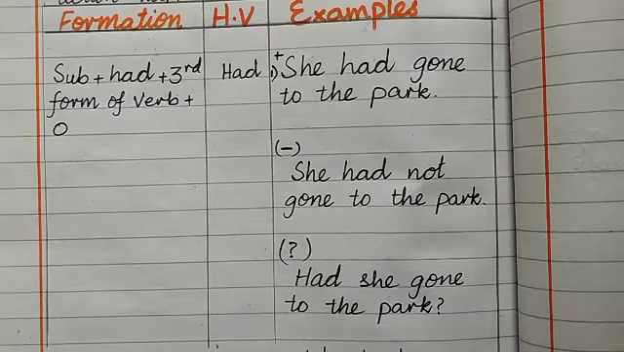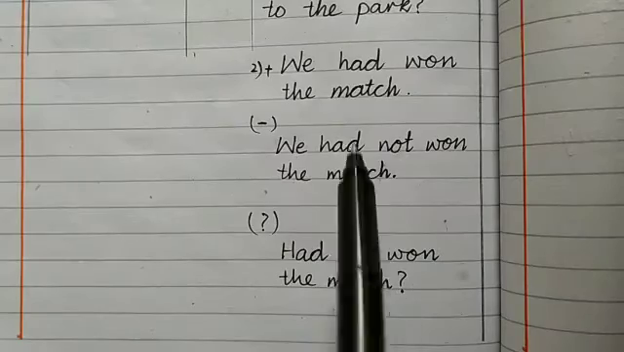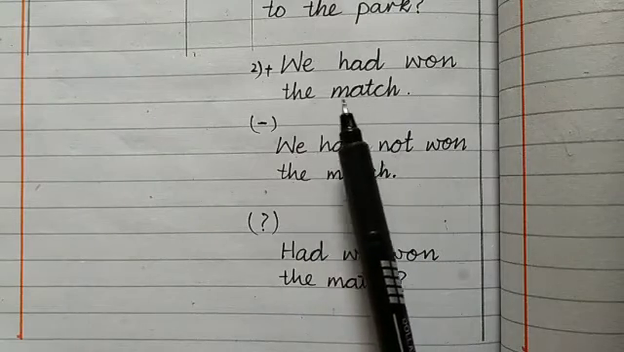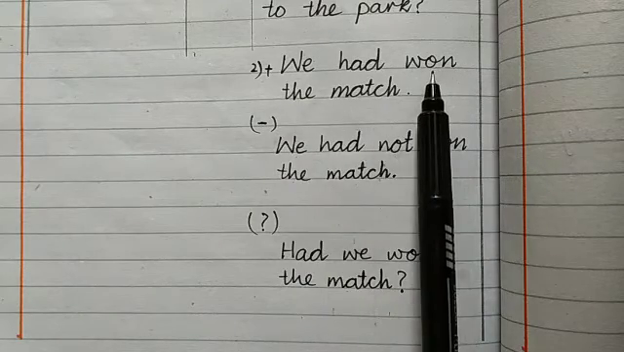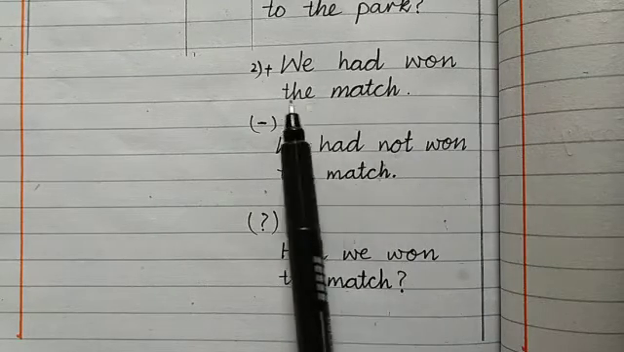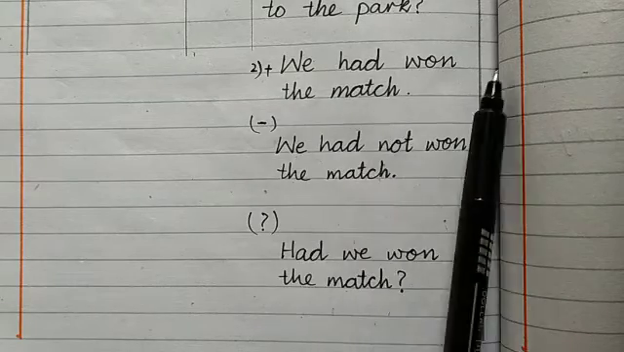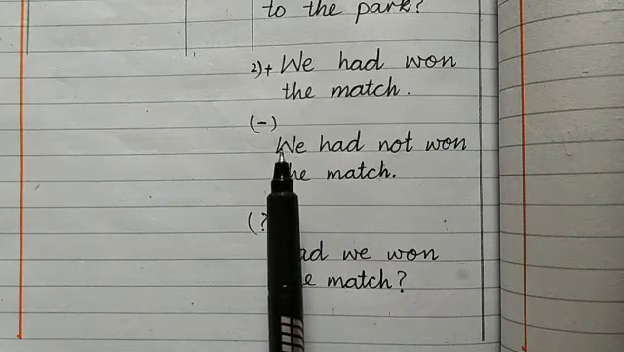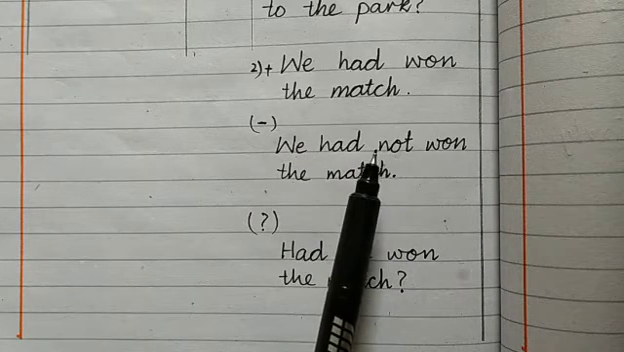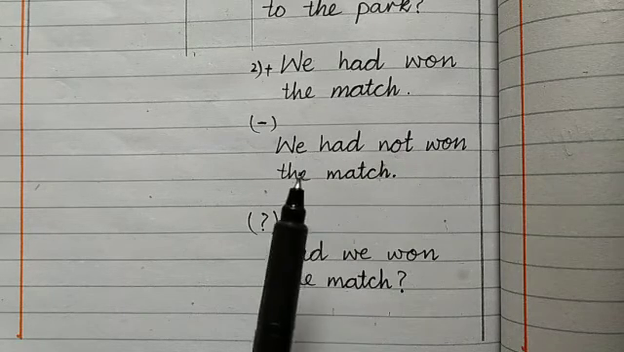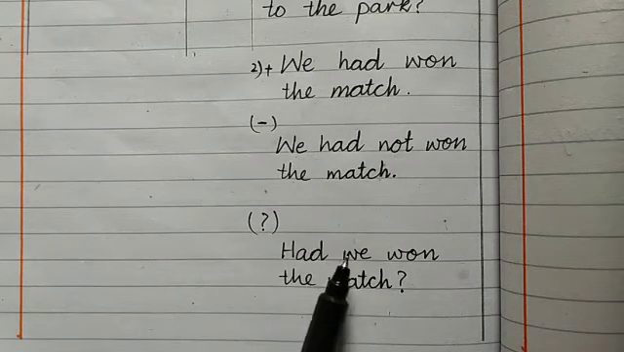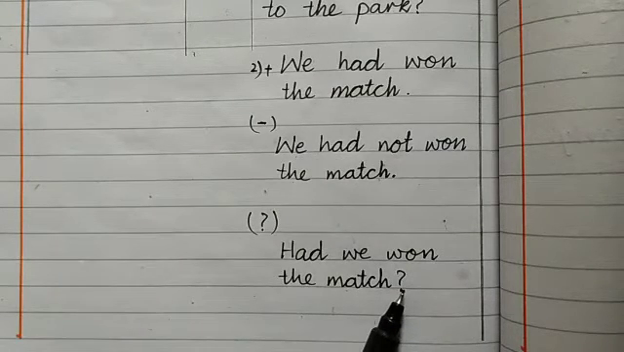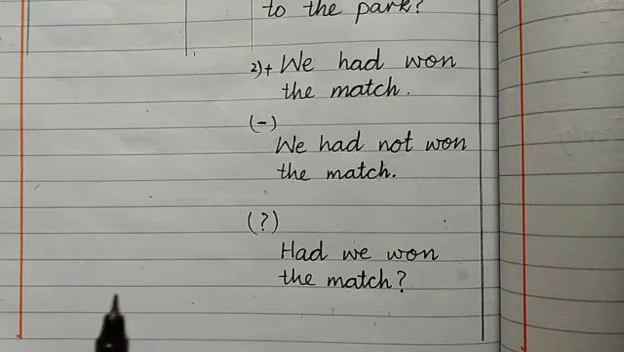I have another example. The second example is: we had won the match. In this sentence, we is the subject, had is the helping verb, won is the third form of win, and the match is the object. We had won the match. To make its negative, we will add not after the helping verb: we had not won the match. And its interrogative is: had we won the match? And at the end, a question mark. Students, learn it, understand it, and make this chart in your notebook.